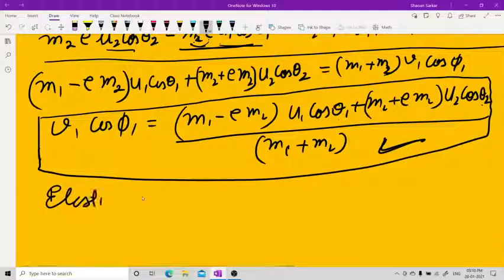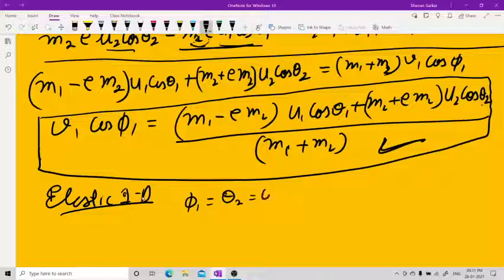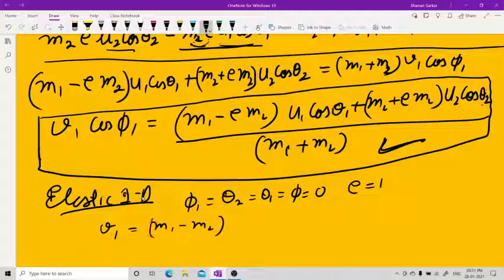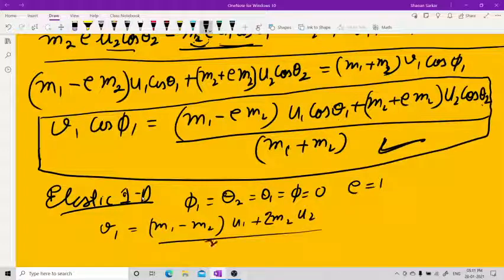Elastic one dimension, 1D, I'm writing in short. You take phi 1, theta 2, theta 1, phi 2, all as 0. So what will you get? v1, for perfectly elastic e equal to 1, you will get (m1 minus m2) u1 plus, m1 plus m2 plus m2 will become 2m2, u2, upon (m1 plus m2). I hope you have got that equation which I did in the earlier lecture. So this is how you get it.